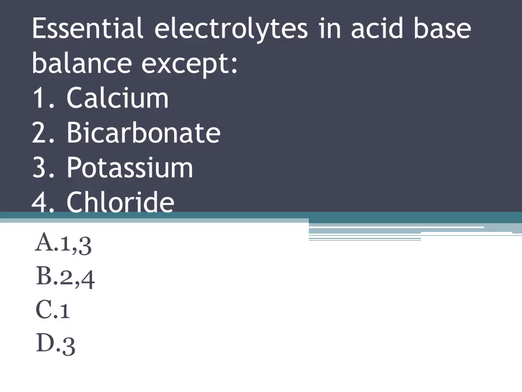Next, essential electrolytes in acid-base balance. 1. Calcium, 2. Bicarbonate, 3. Potassium, and 4. Chloride. A, 1 and 3, B, 2 and 4, C, 1, D, 3. The correct answer is letter C, 1. So, except all our components, essential components in acid-base balance, the bicarbonate, potassium, and chloride. Calcium is not a component.